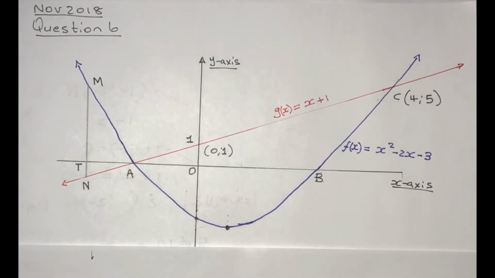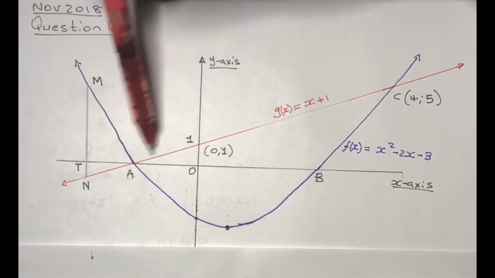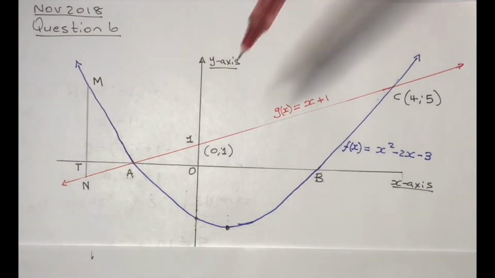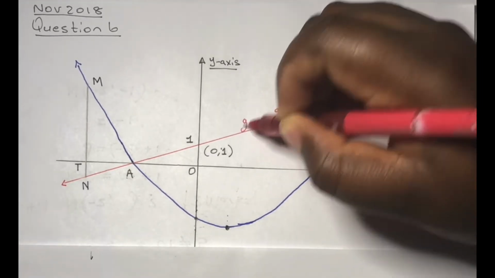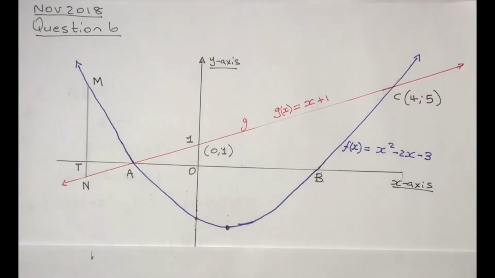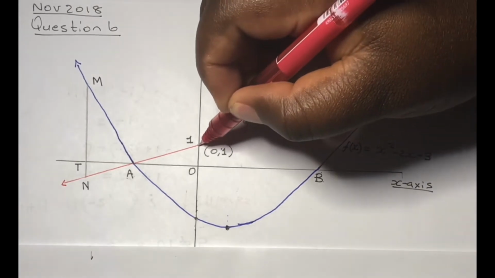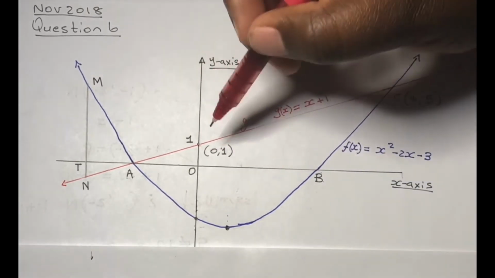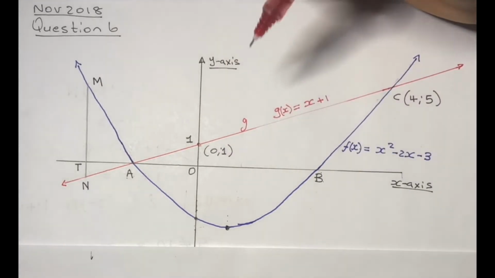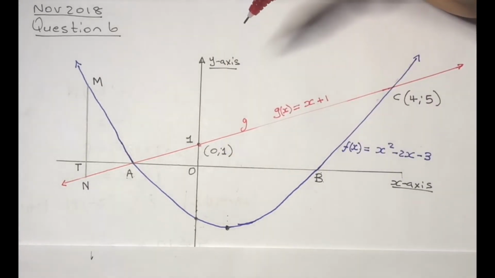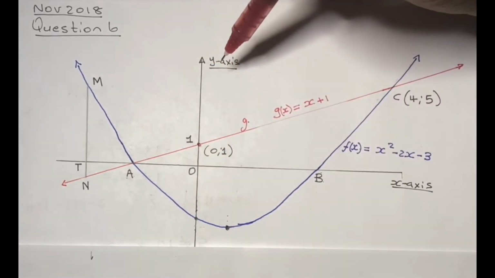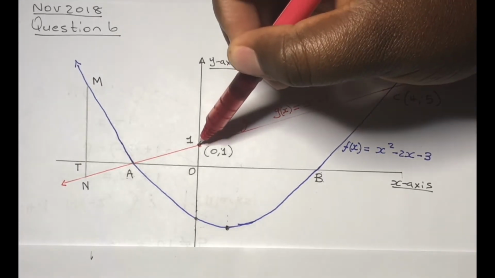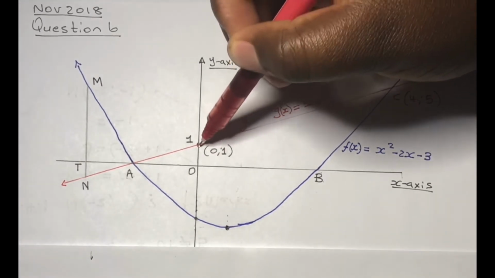So the second graph that we notice is a straight line. So we've got a straight line which is referred to as G. So this graph is referred to as G. Your straight line cuts your y-axis at this point where you've got your x as 0 and your y as 1. So in other words, the graph of G cuts the y-axis at a point where y is 1.